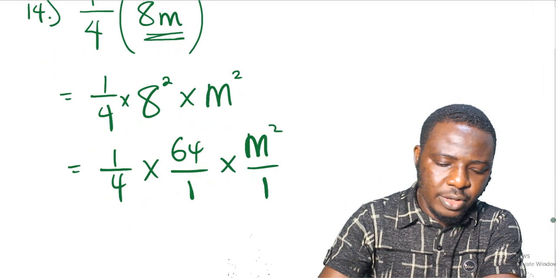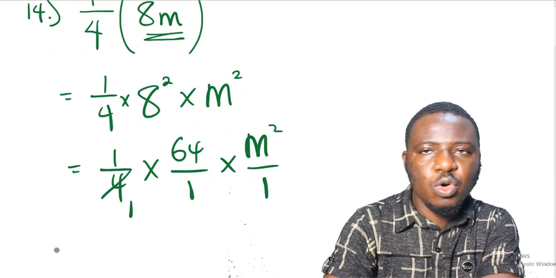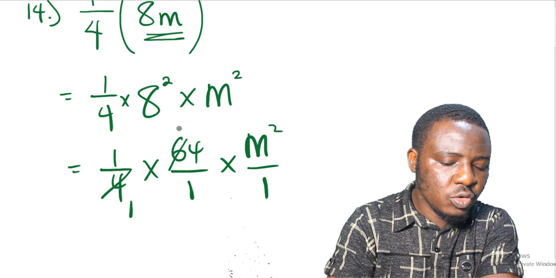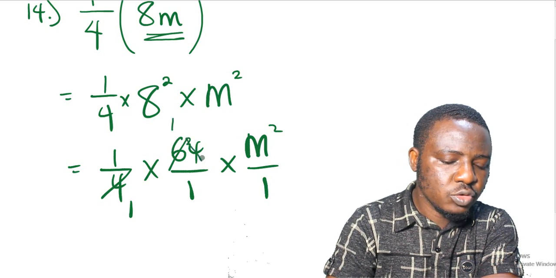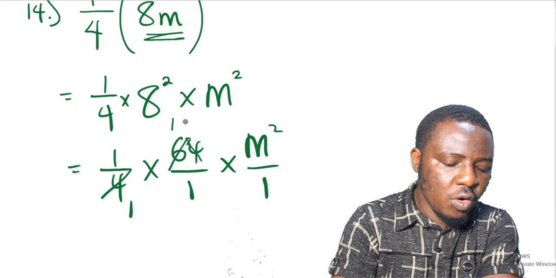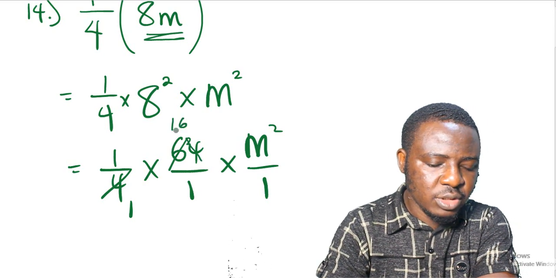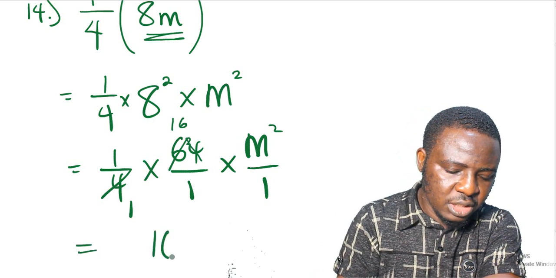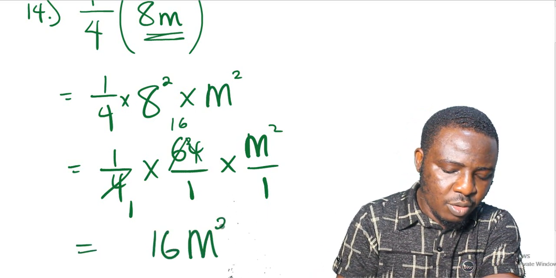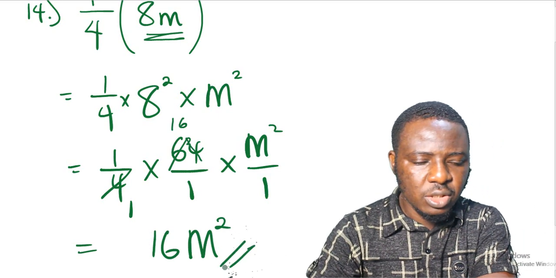And when you simplify this, 4 into itself will go 1. 4 into 6 is 1 remainder 2. 4 into 24 is 6 times. So this gives us 16. So this becomes 16m squared as your answer.